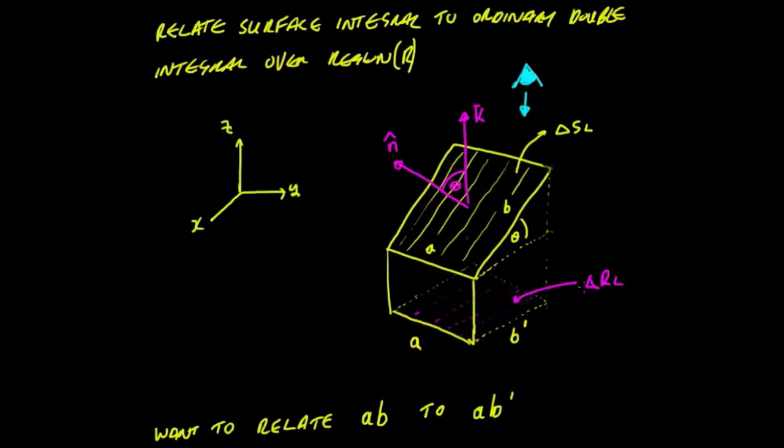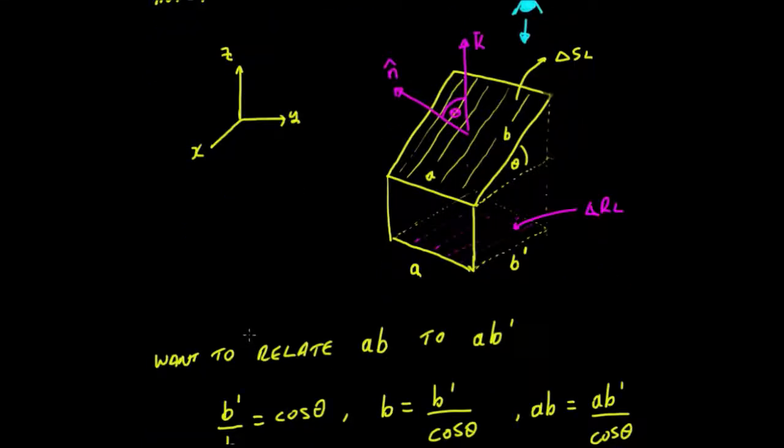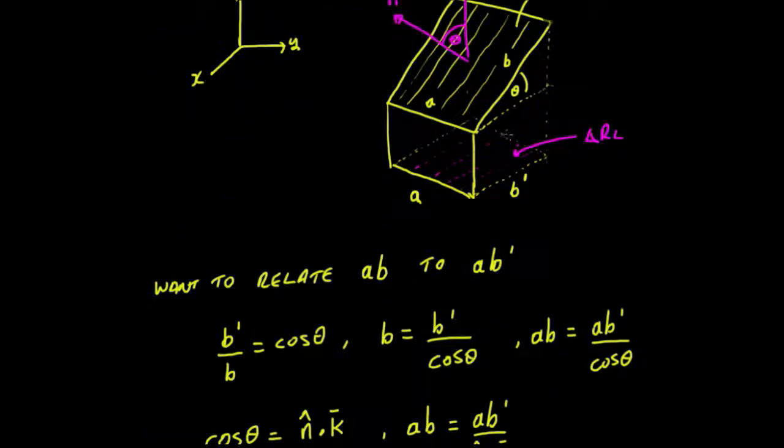Now we can use a bit of simple trigonometry, because we can see that b dash, which is this length, divided by b is just the cos of this angle, theta. And that angle there is just the angle that the plane makes with the x-axis. So then we can rewrite that as b equals b dash upon cos theta. And then if we multiply both sides by a, we've got a relationship between these two areas. So AB is going to be AB dash upon cos theta.